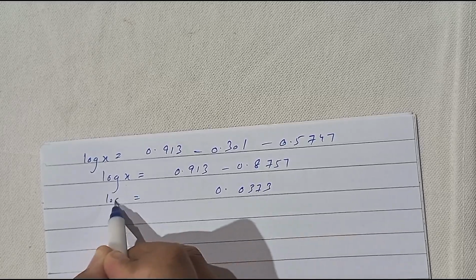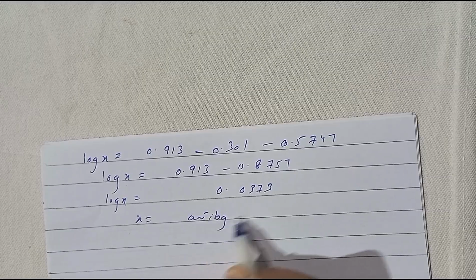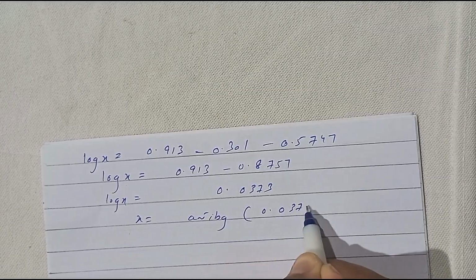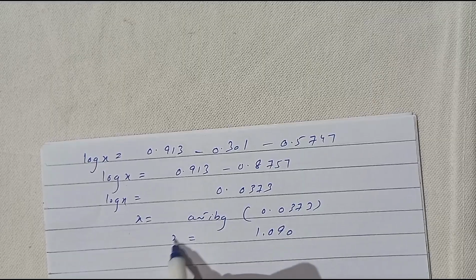0.0373. Now the value of x equals to antilog of 0.0373, that equals to 1.090.